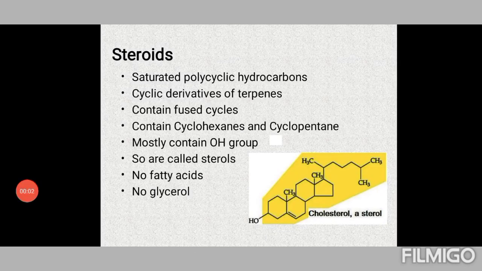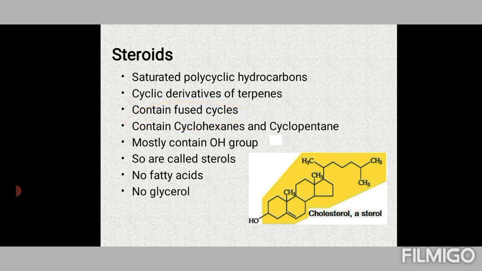Now, the third category, steroids. A typical member of steroids, cholesterol, is shown here. The structure is here. We can examine the special features of steroids using this structure of cholesterol. Now, there are saturated polycyclic hydrocarbons in this structure. Cyclic derivatives of terpene, isoprene subunits, can be detected in cholesterol.